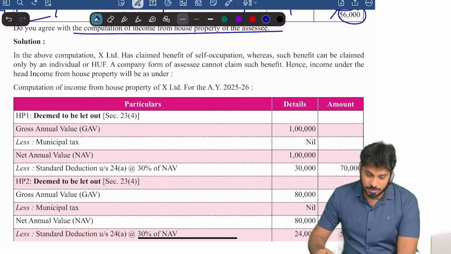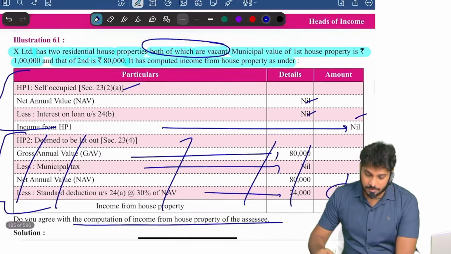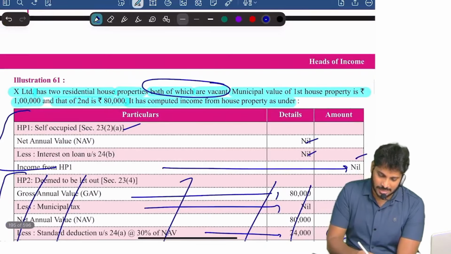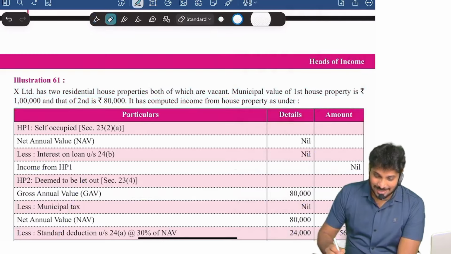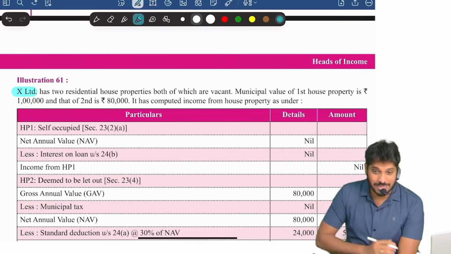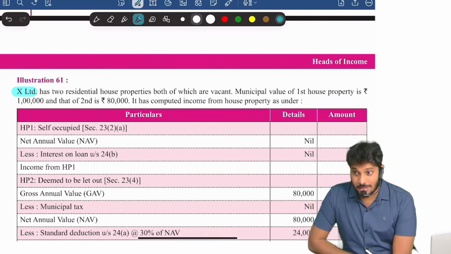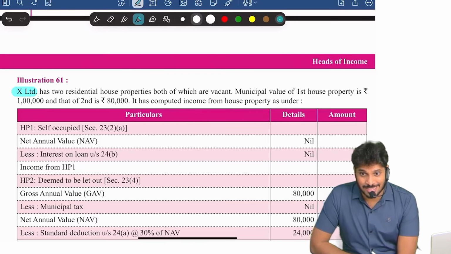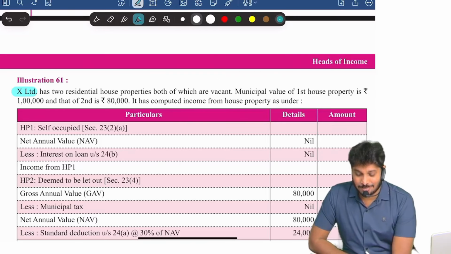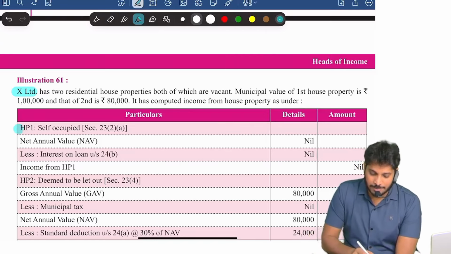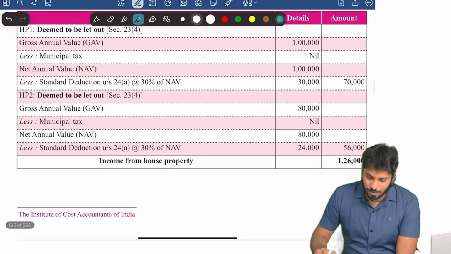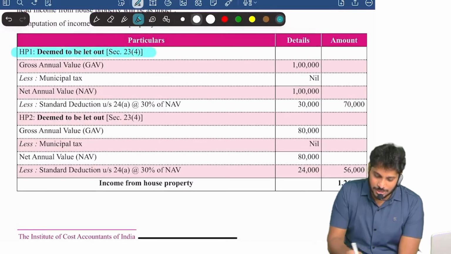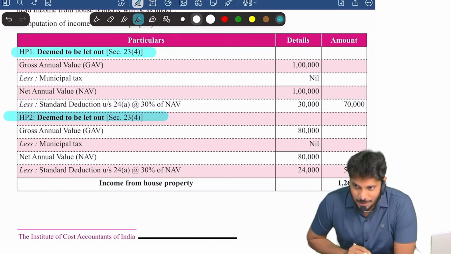Whereas such benefit can be claimed only by an individual or HUF. By the way, X Limited, wait, very good observation. It's a company here. Remember, NAV is equal to 0, who can claim? Individual and HUF only can claim the deduction. Yes or no? A company cannot claim. Self-occupied property benefit will never be available for a company. So, in both the houses, it should be treated as deemed let out property.